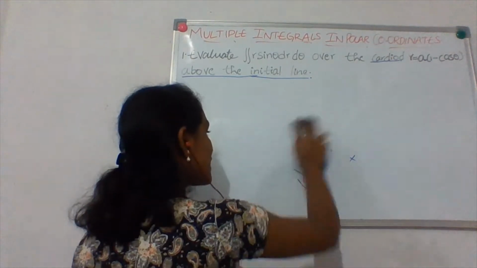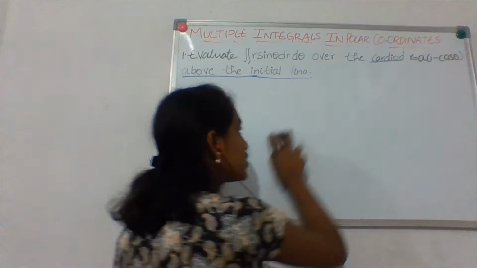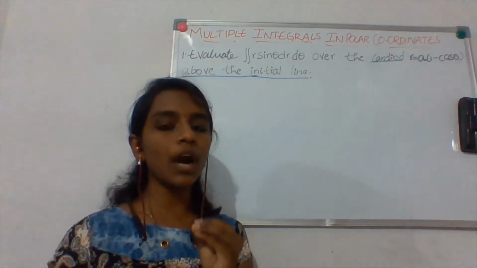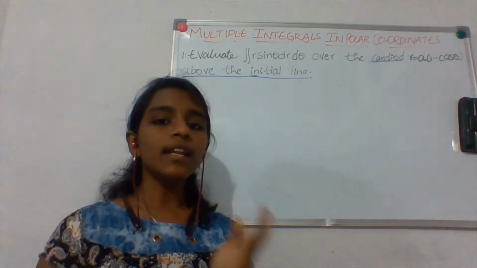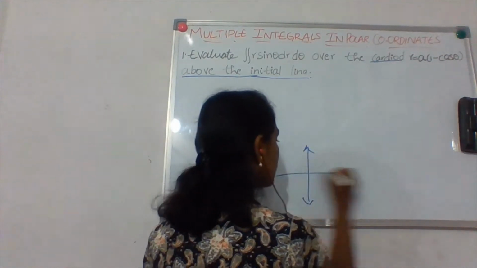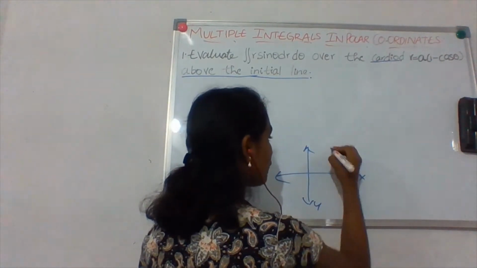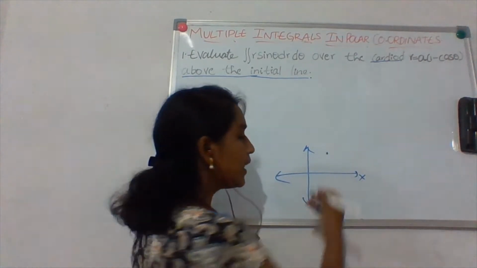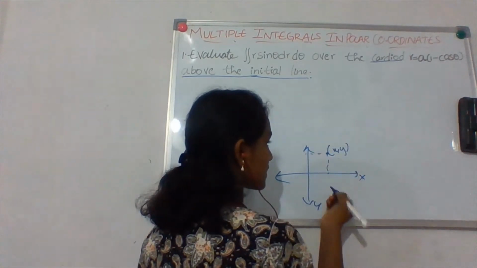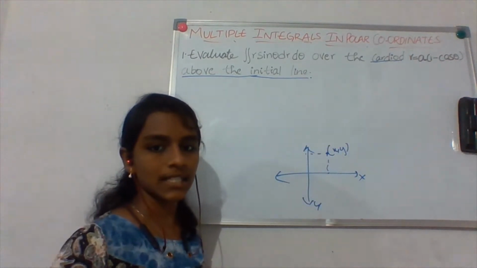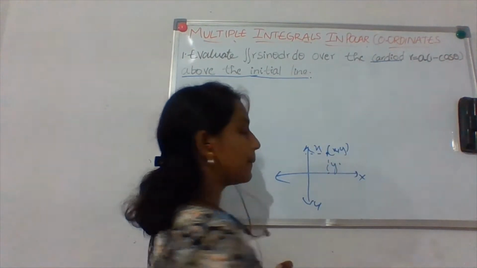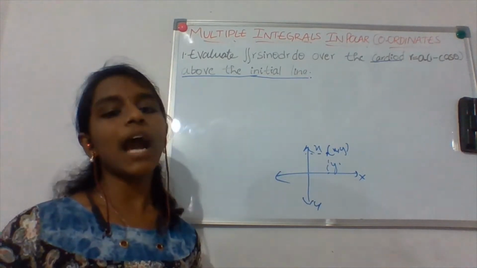To understand this clearly, I want to go into the basics, that is, how you represent a point in polar coordinates. If you have a Cartesian plane with x and y axes, and you have to represent a general point, then you represent it as x comma y. This distance will be x and this will be y, and that is how you represent it on a Cartesian plane.